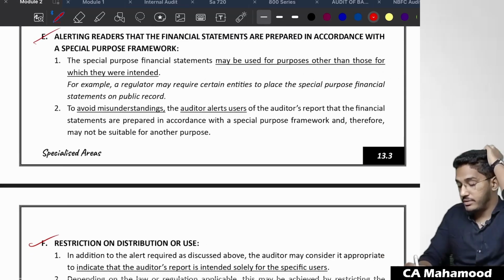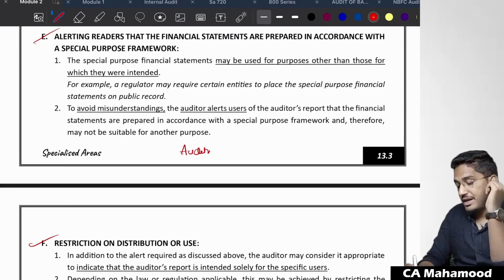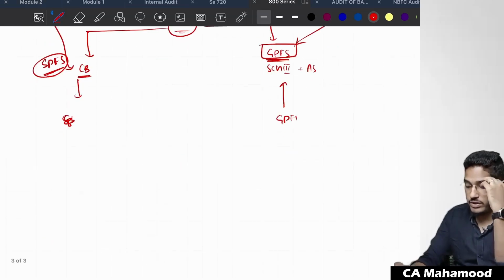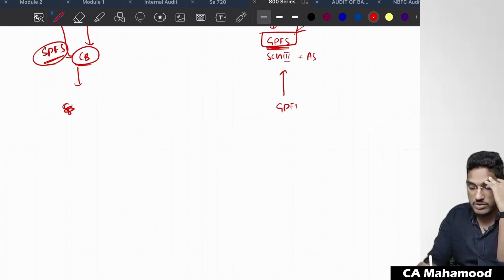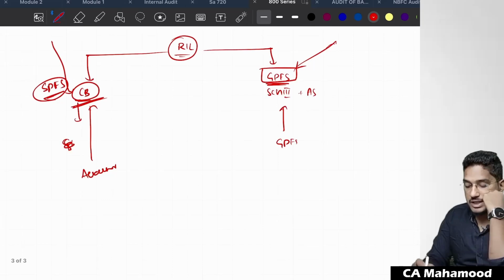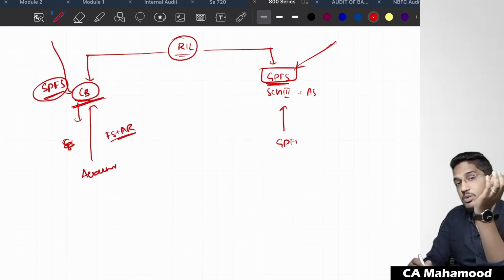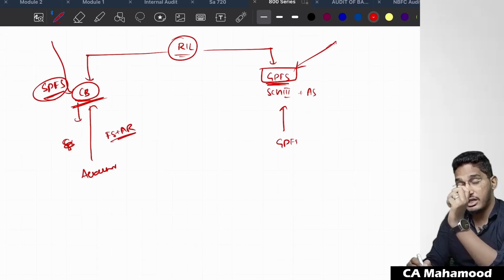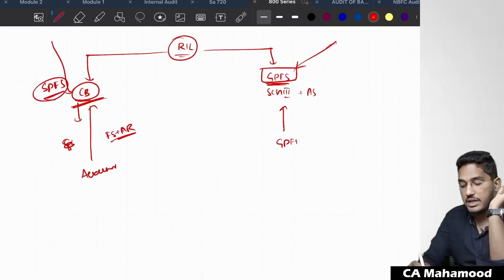See, take for example, I'm an auditor. I conducted audit of special purpose financial statements. So Reliance has prepared financial statements on cash basis. I have given my auditor's report. I have given my auditor's opinion on the financial statements prepared on cash basis. Now you tell me, these financial statements and this audit report, have they been given for the requirements of all the users or only for a specific user? They have been given for the requirement of only a specific user, who is the banker.